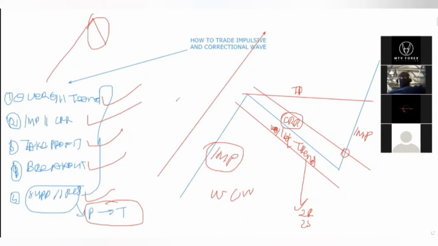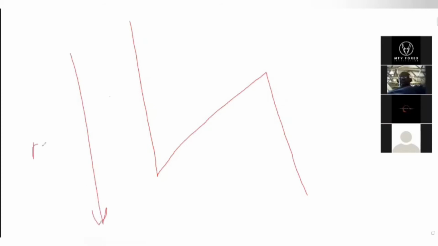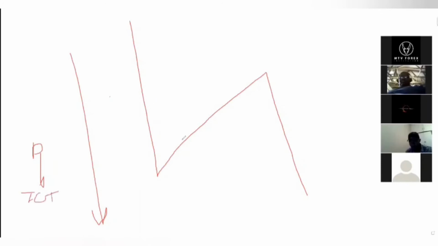Let me talk about the other one. You see, you have something like this. This is your overall direction of the market. It's a downtrend, which means you need to remember the TCT rule. And then you have your impulse, you have your correction, then you have your impulse.